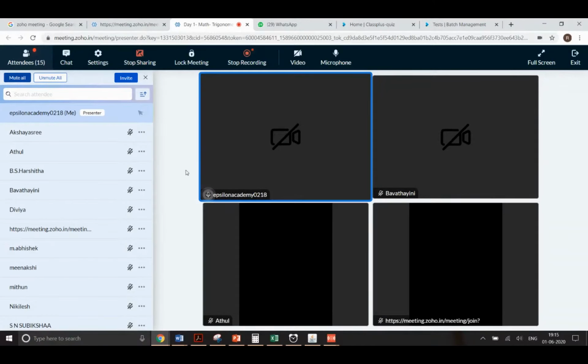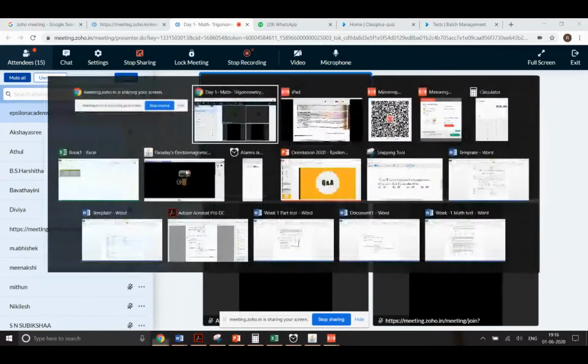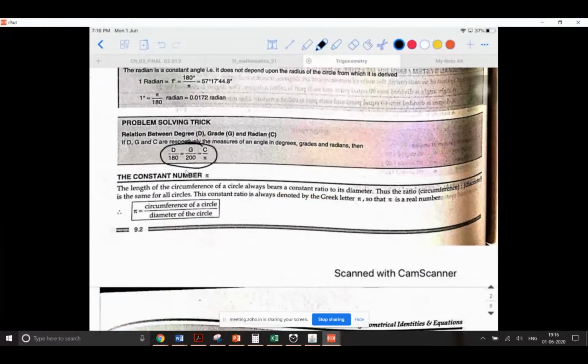Now let me show you certain questions. So I'm opening this so you can make a note of the one which I'm showing as a formula. This is a problem solving trick that I'm showing you. Please make a note of it. This will be a shortcut kind of thing.